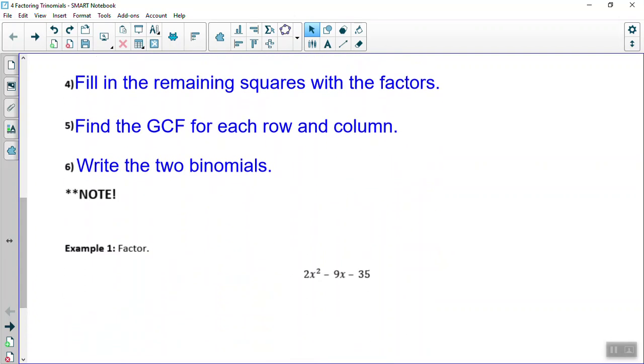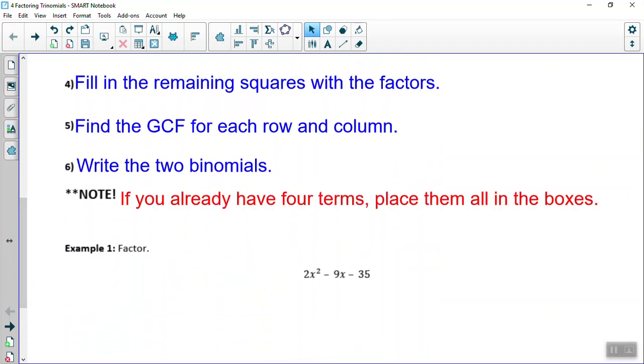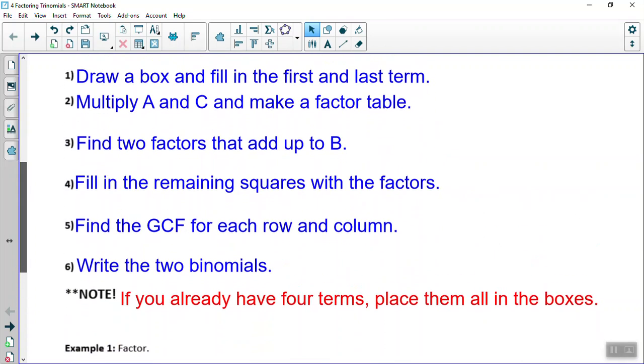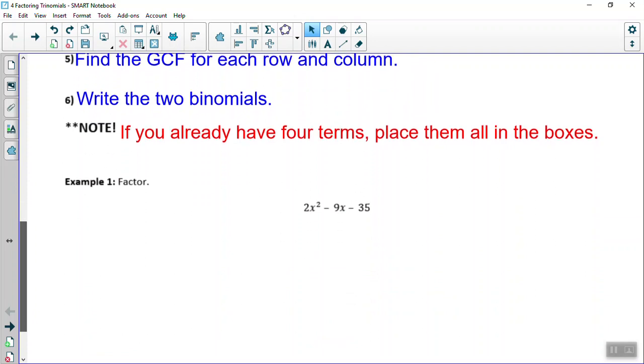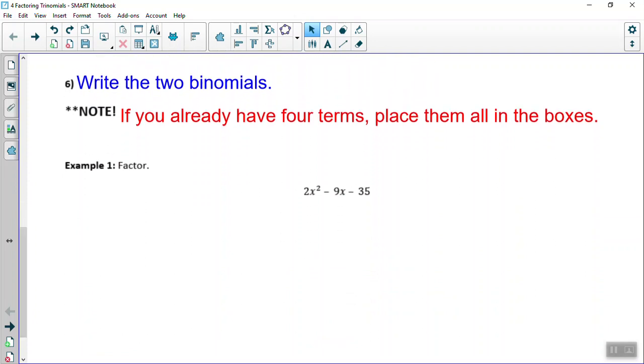All right, so one quick note: if you have 4 terms, because sometimes you will be given a polynomial that has 4 terms, we don't have to do steps 1, 2, and 3. We just jump straight to step 4, and we fill in all 4 boxes with those 4 terms. I'll show you a couple examples of those. But first we're going to start with this trinomial here.